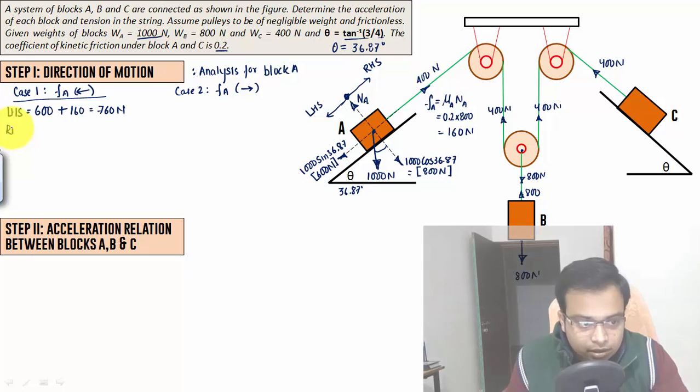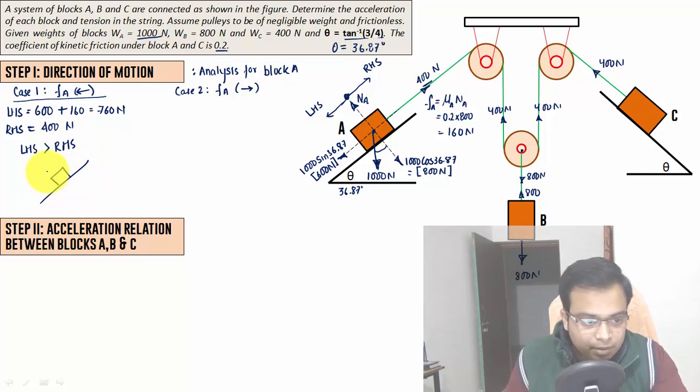Let's work out the magnitude of forces acting on the right hand side. There is only one force acting along this direction, that is 400 newtons. So you can clearly see LHS is greater than RHS. Then you can confidently say that if this is the inclined plane, the object will move along this direction, with an acceleration of say AA. So if this goes downhill, this block C will go uphill this way, right?